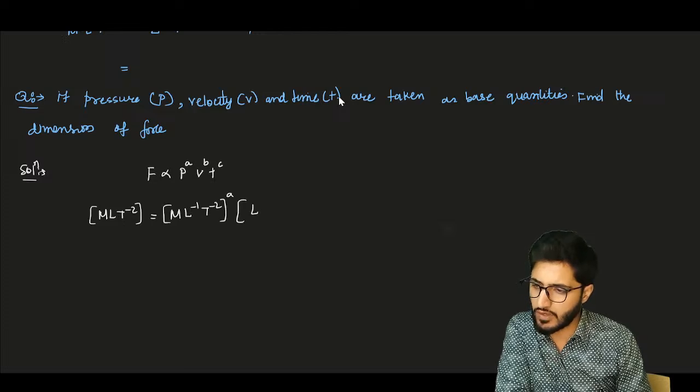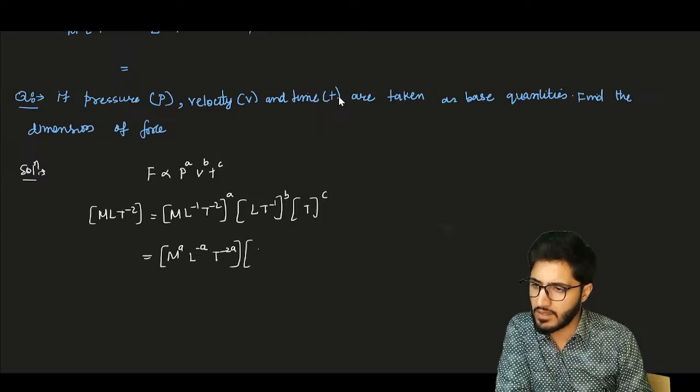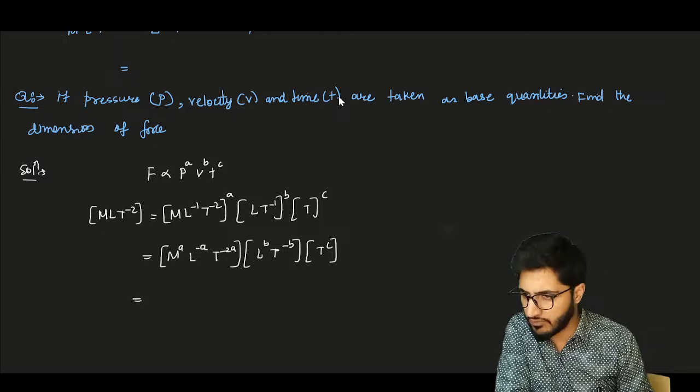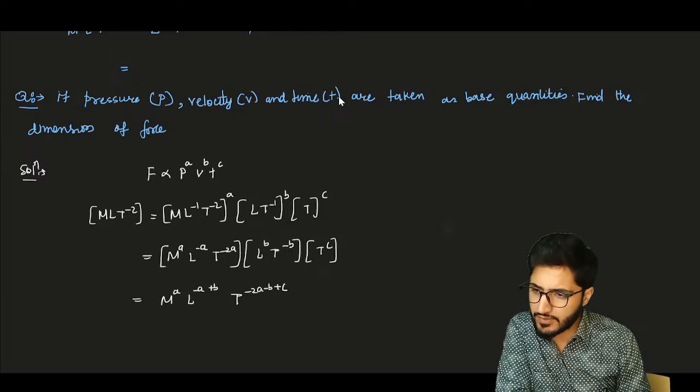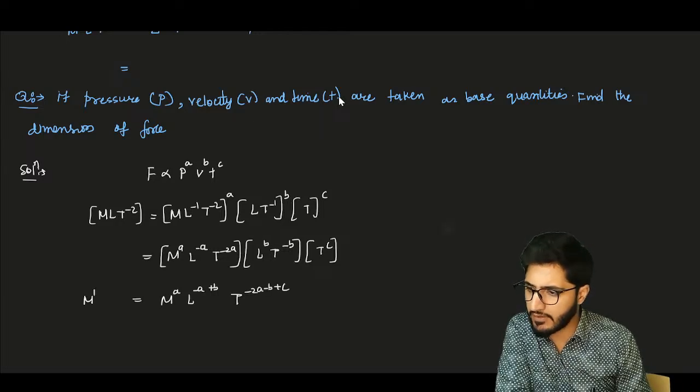V is velocity, velocity is L T to the power minus 2 power B. Time t, t is power C. So I can write it as M^a L^-a T^-2a times L^b T^-b T^c. It will be equal to M^a L^(-a+b) T^(-2a-b+c). On the left hand side we have M^1 L^1 T^-2.